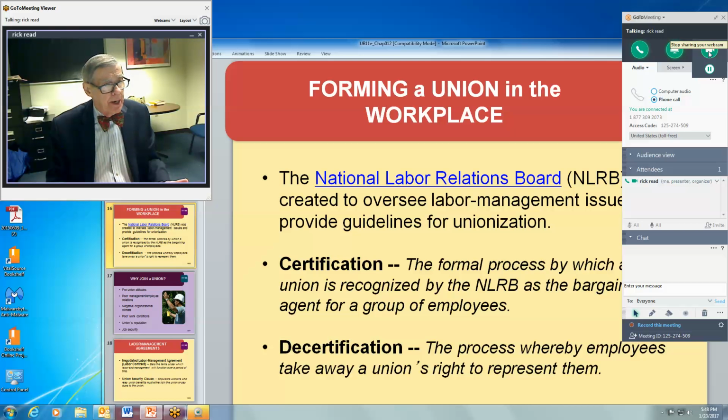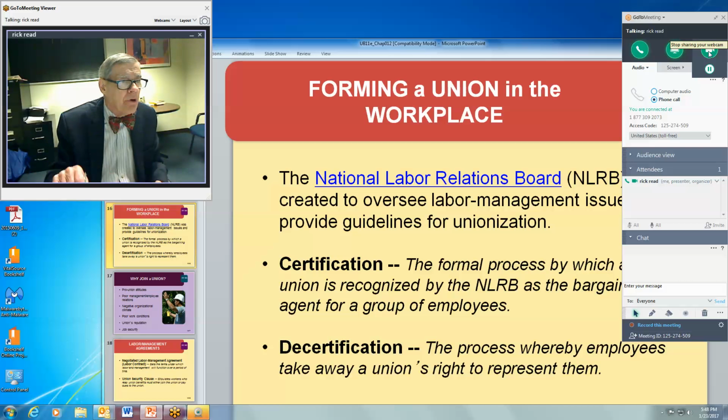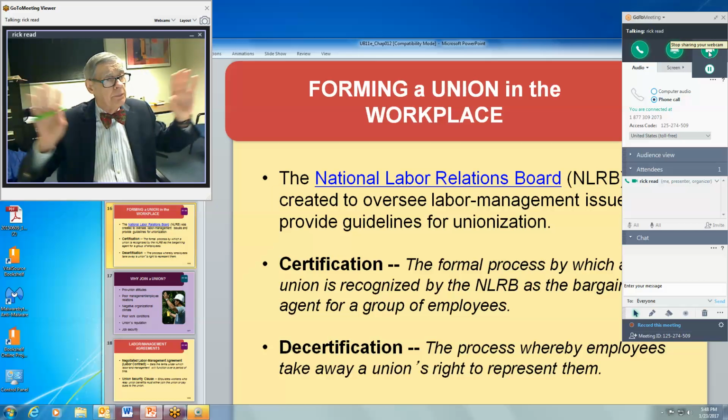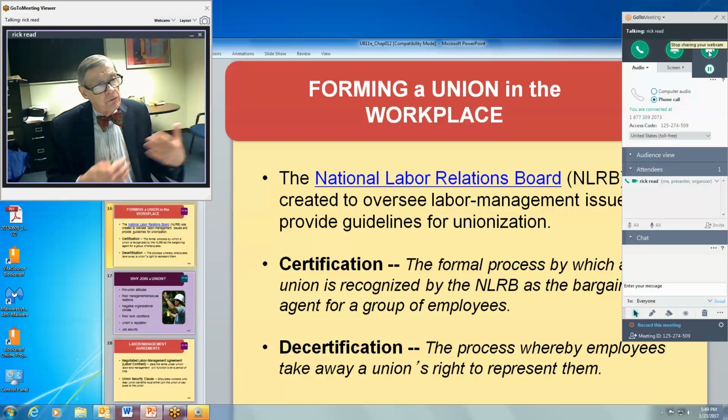For decertification, you go back through the same process, getting people at work to say, hey, no, I don't want the union to be bargaining agent for me. And when you reach a certain threshold, the National Labor Relations Board again will come in and hold an election. Again, 50% plus one say no union, then the union is decertified.